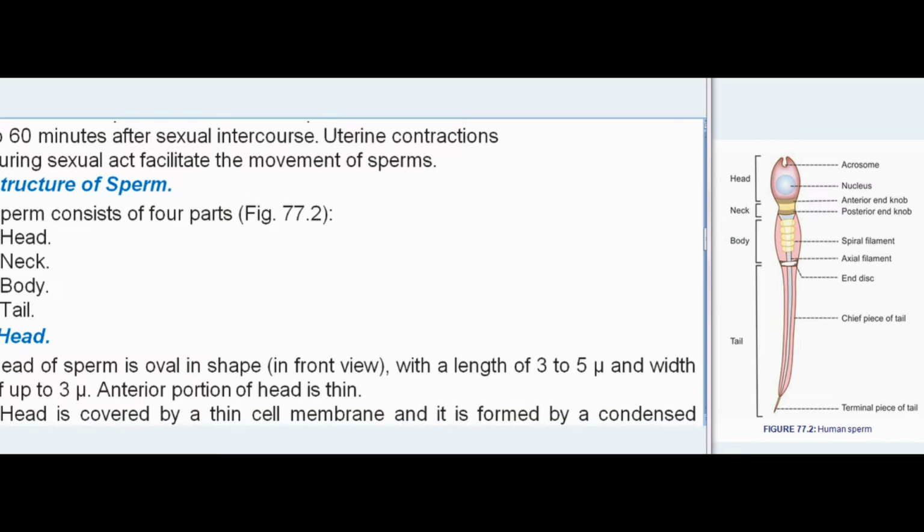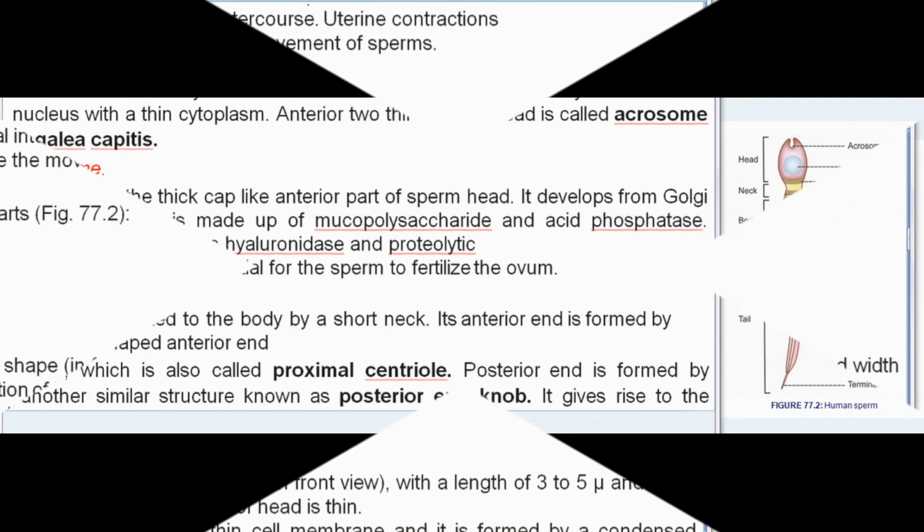Structure of sperm. Sperm consists of 4 parts, Fig 77.2. Head, neck, body, tail. Head. Head of sperm is oval in shape, in front view, with a length of 3 to 5 and width of up to 3. Anterior portion of head is thin. Head is covered by a thin cell membrane, and it is formed by a condensed nucleus with a thin cytoplasm. Anterior 2/3 of the head is called acrosome or galea capitis.